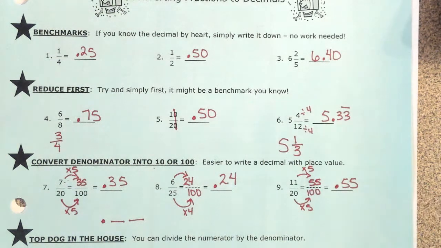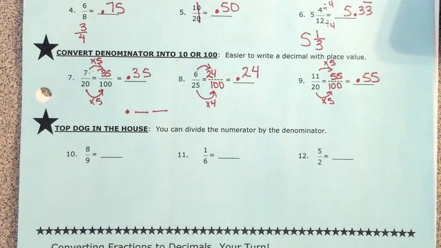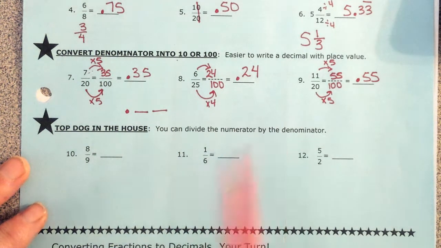It's not something I can reduce, and it can't go to 10 or 100 easily. Then what should I do? The last strategy is your last resort, because this one takes the most work. It's called top dog in the house. You simply divide the numerator by the denominator.